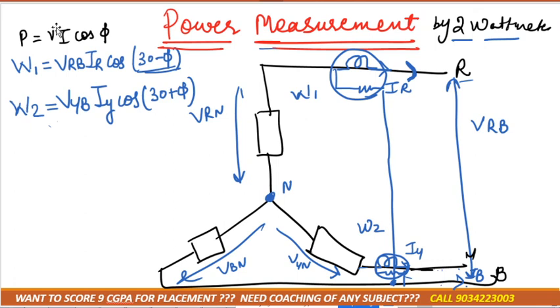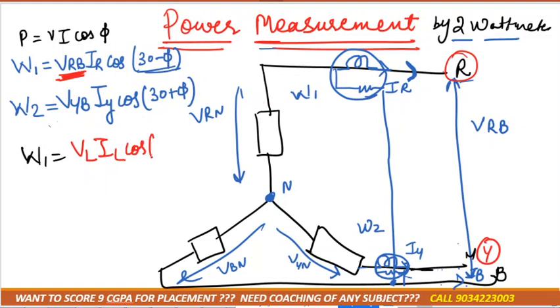Now see in this case, as you know, W1 is how much? VRB is the line voltage or the phase voltage? Tell me. It is across the lines, R and Y, so it would be the line voltage, VL. IR is the line current or phase current? IR is the line current. So that would be cos of 30 minus phi.